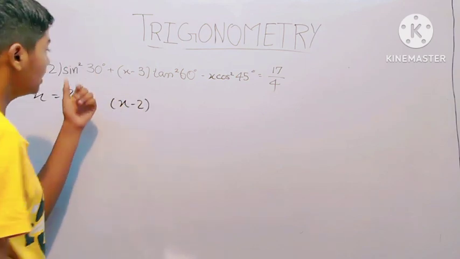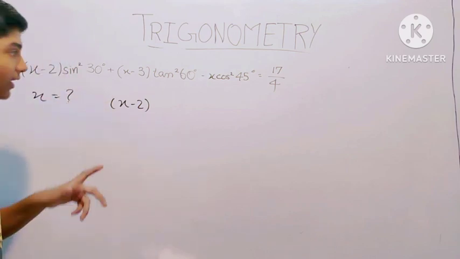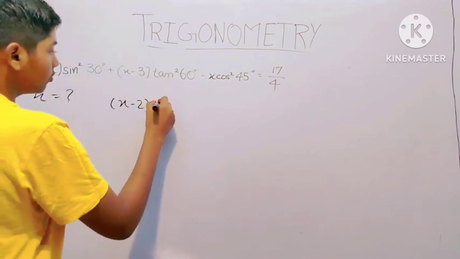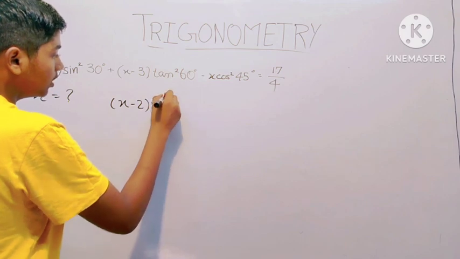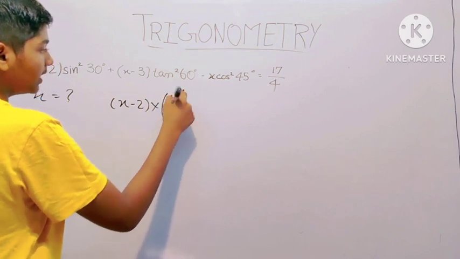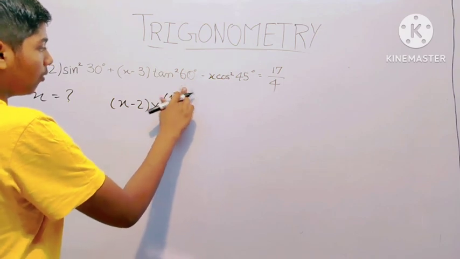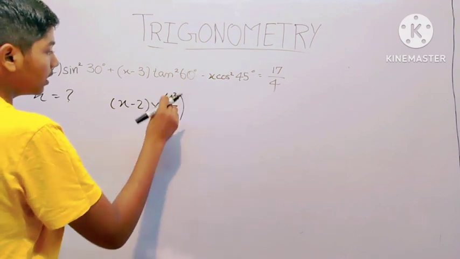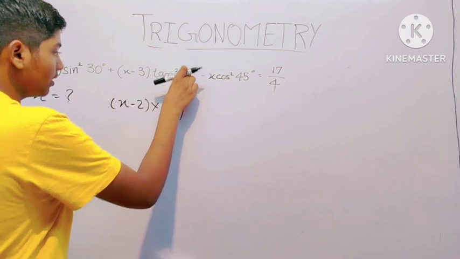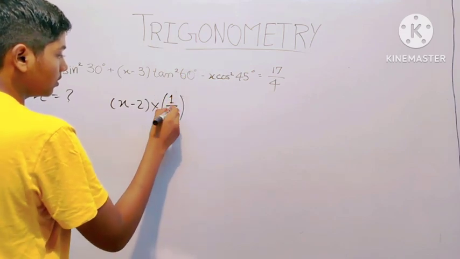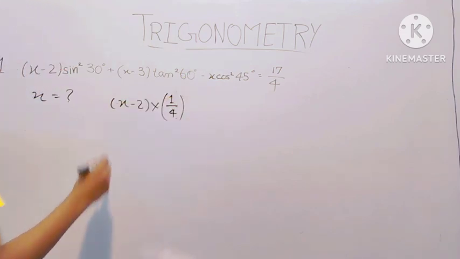sin 30° is equal to 1/2, and the square of 1/2 is 1/4. How we will write it is (1/2)², which is 1² upon 2². What will 1² upon 2² be? 1 upon 4. So this would be 1 and this would be 4. So we have (x - 2) into 1/4.